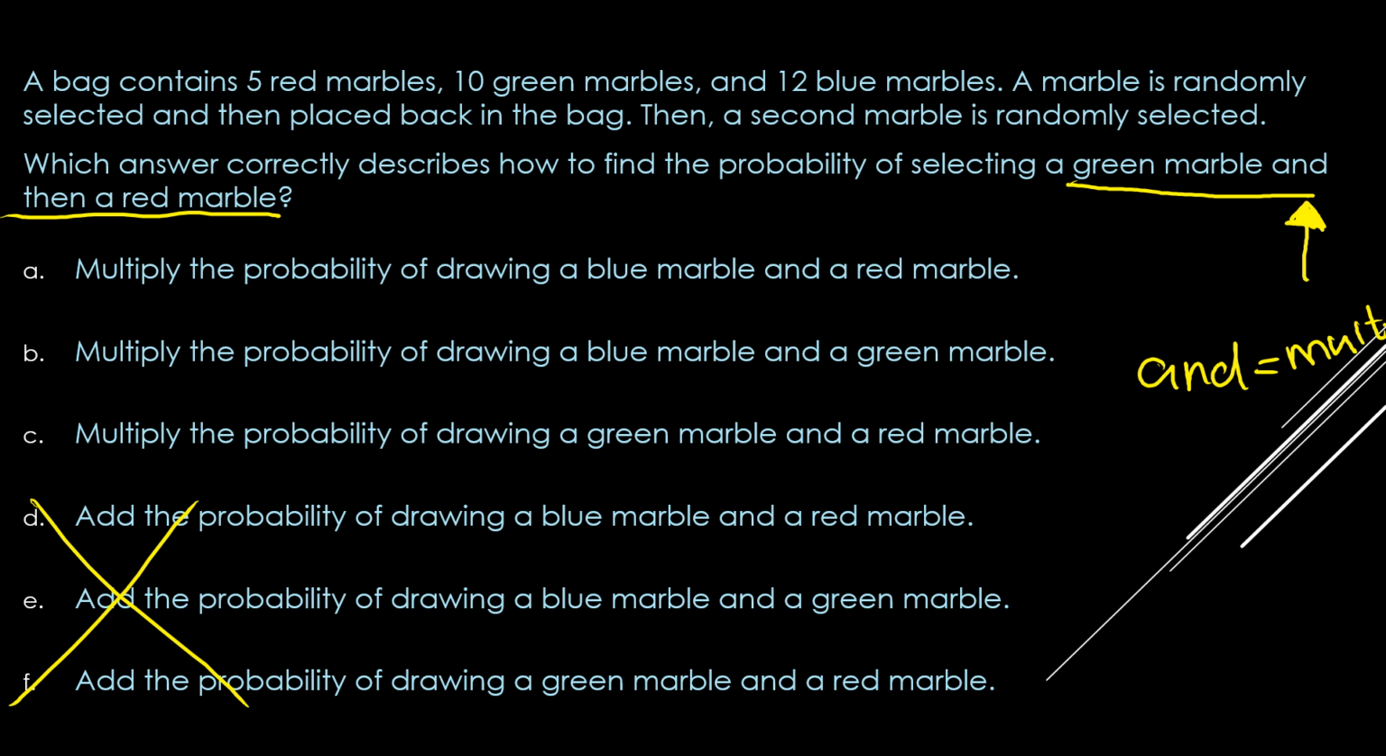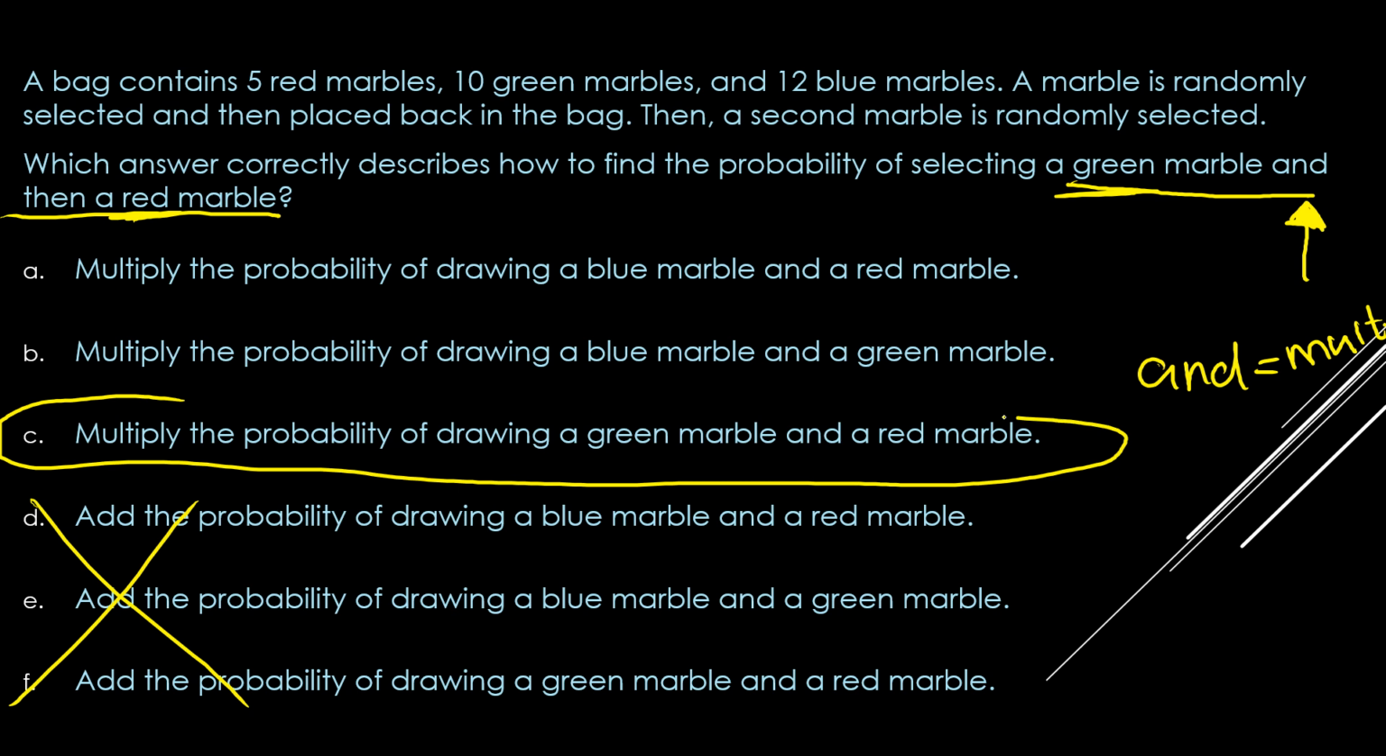Then the next thing we need to do is double check that we're multiplying the right probabilities for the right colors. The question here is asking me for a green marble and a red marble, which means I want to pick the answer choice where I'm multiplying the probabilities of my green marble and my red marble so that it matches my question.